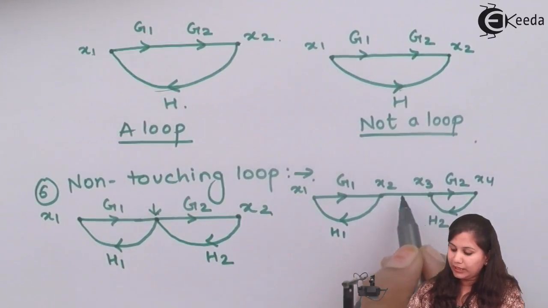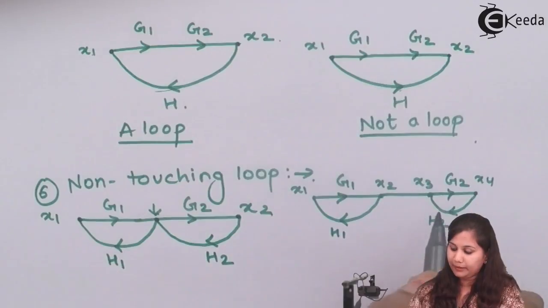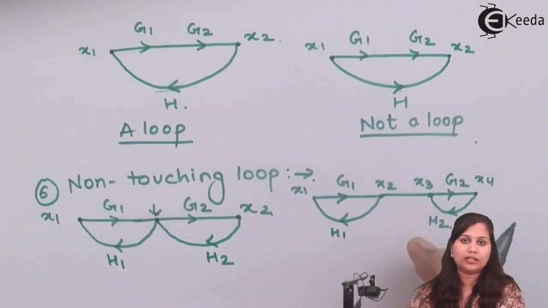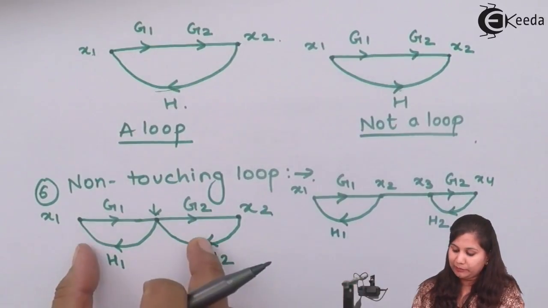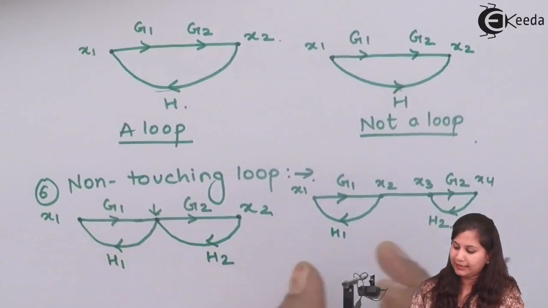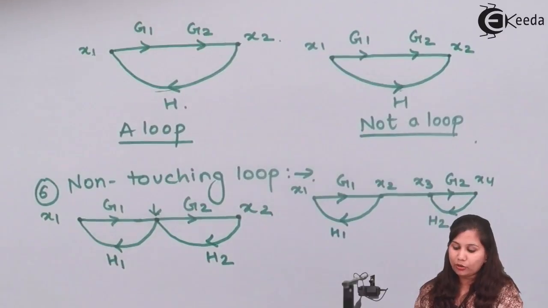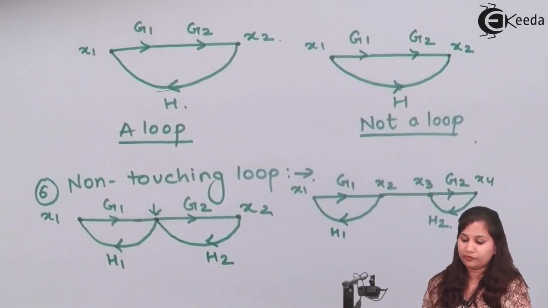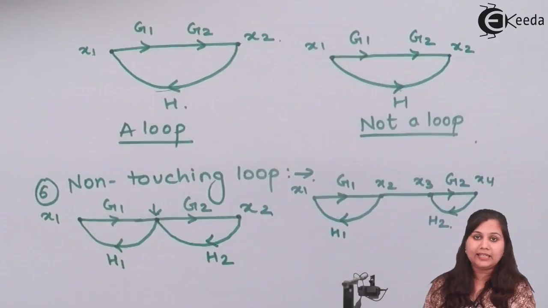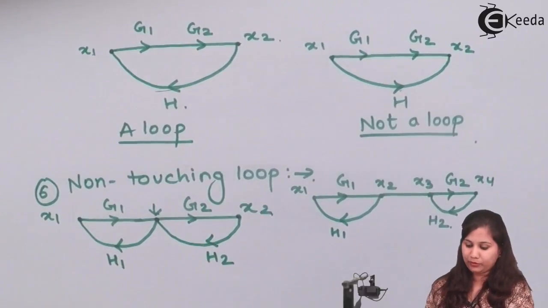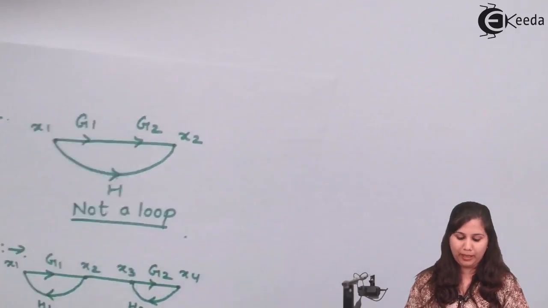If the loops don't have any common node between them, then those loops are called non-touching loops. So this will be the example of touching loops, and this is an example of non-touching loops. So we can say that non-touching loops are those loops which don't have any common node between them. Now the next term we have is the forward path.